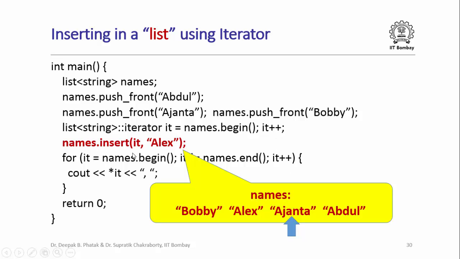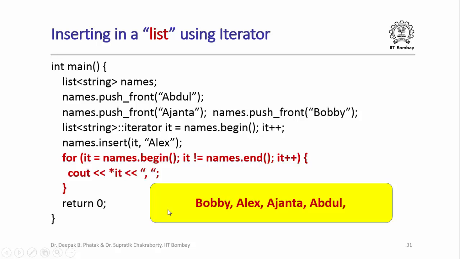So the point to remember is that when I ask for an insertion using the insert member function, it inserts the new item just before where IT was pointing, and IT continues to point to the same element in the list. So now if I try to print out the names in the list, I will get Bobby, comma, Alex, comma, Ajanta, comma, Abdul, comma.